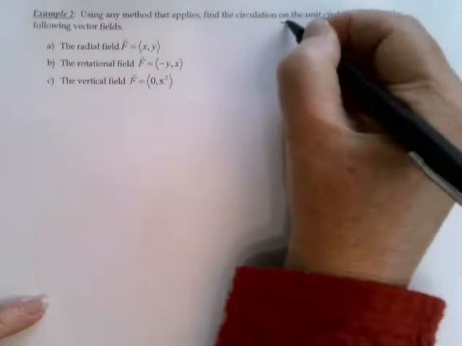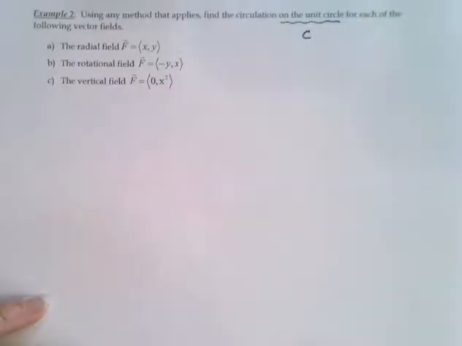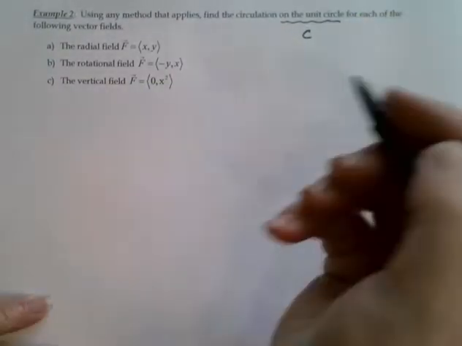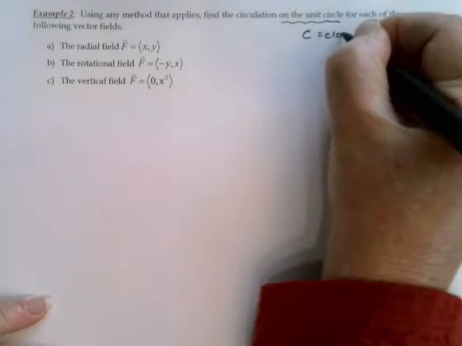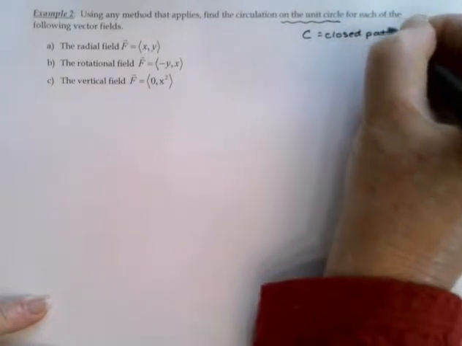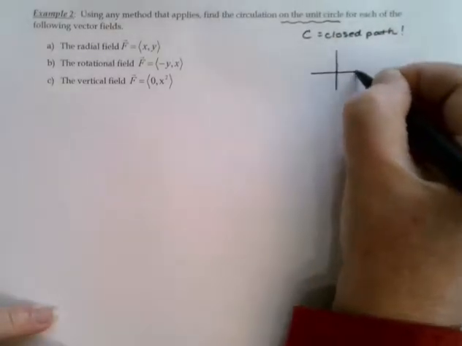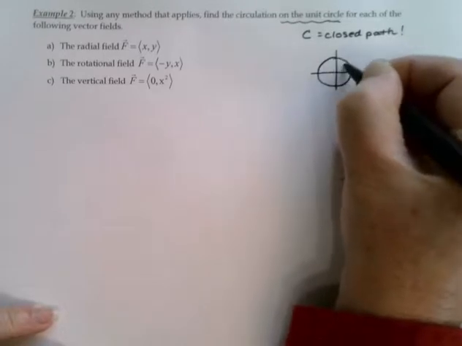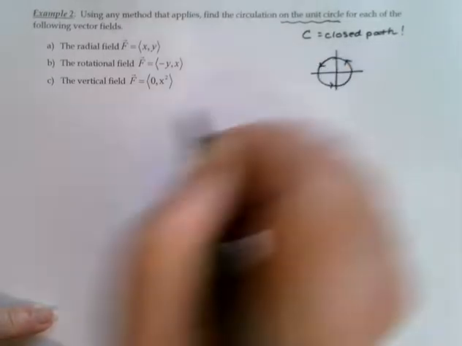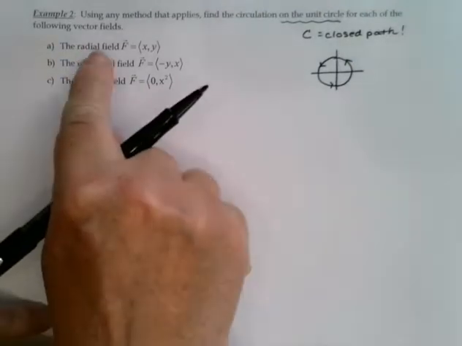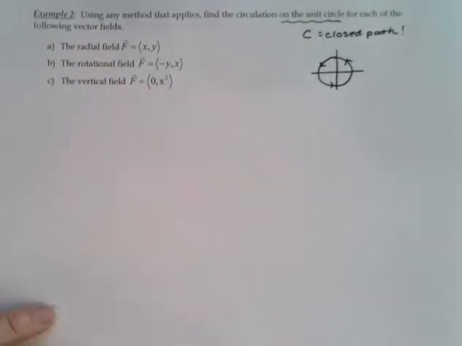Now the first thing I'm going to notice is that defines my path C, and that is a closed path. Therefore, Green's theorem is going to apply all the time. We saw that it was a fairly simple process, so even though it says any method, probably Green's theorem is going to give us our most efficient method for these problems. We'll use that same path, that unit circle, and even though I didn't say so, like I told you guys, we'll assume the counterclockwise orientation. And we'll do it 3 times, once for each of these vector fields.